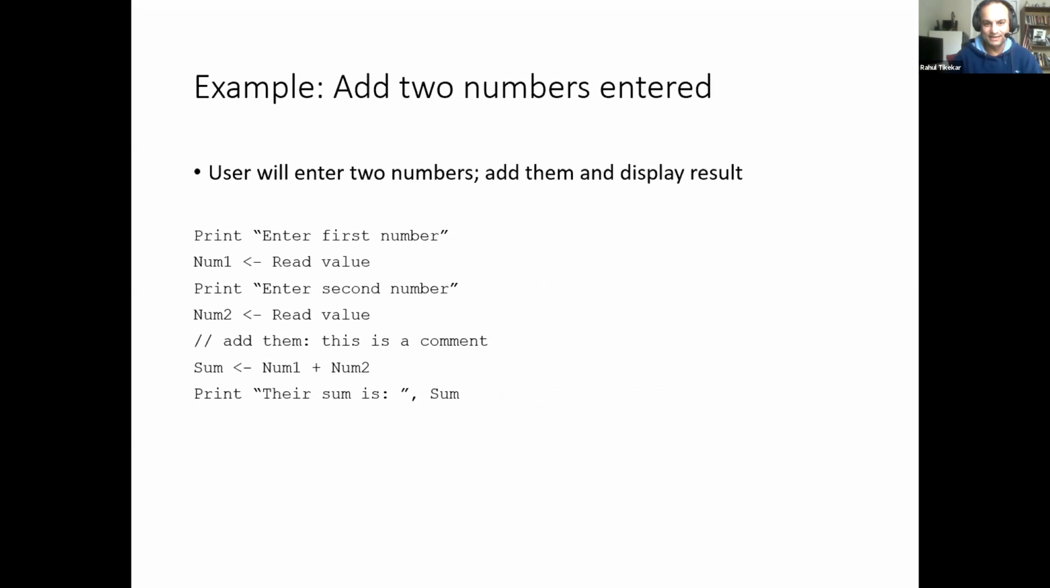So here is an example. A very, very simple example, almost trivial. You want to add two numbers that a user is going to enter from their keyboard. So you've got those sequence of steps. The first step would be to print, hey, enter a number. And then you read a number. Then you say, okay, enter a second number. You read the second number. You add them together and put them in a container called sum, and then print. So as you can see, this is an English-like language.